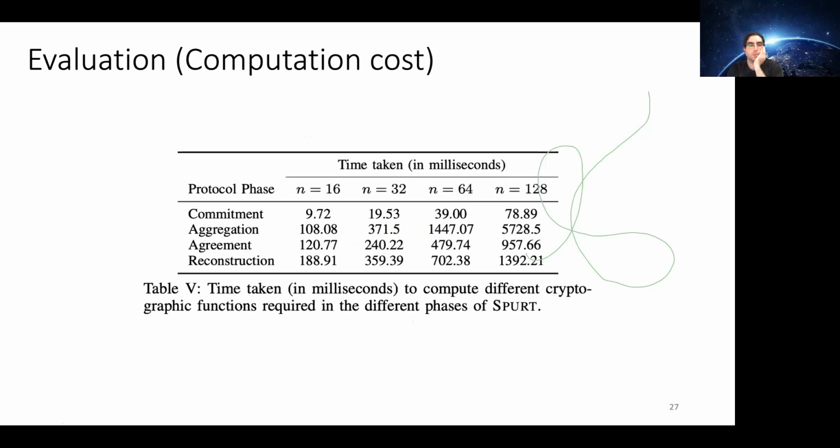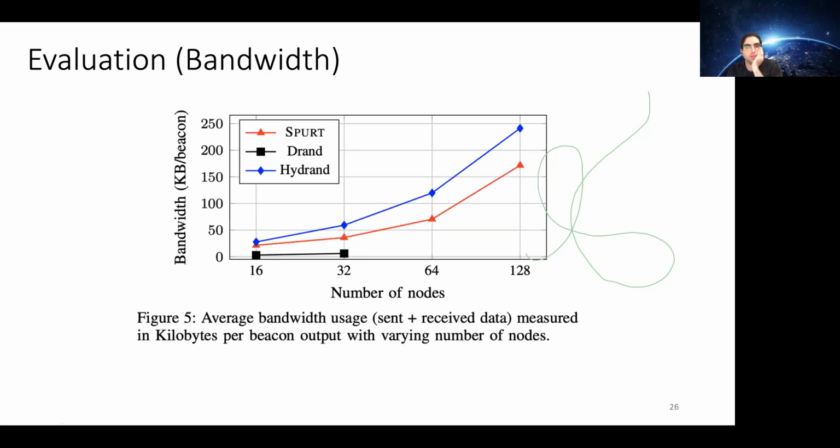Just a question about the bandwidth. So the bandwidth is what each node sees? Yeah, it's per node, sent plus received data, where we count the broadcast as n messages. Okay.